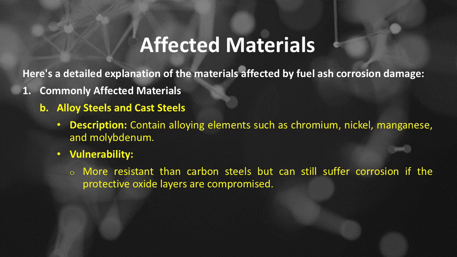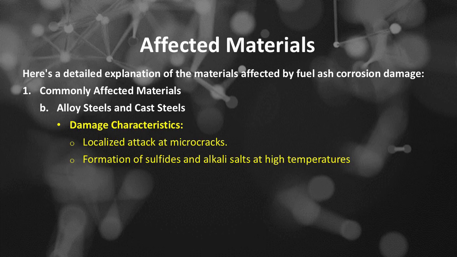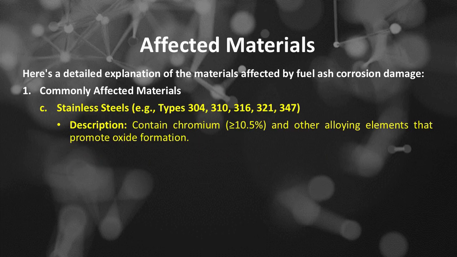Number B: alloy steels and cast steels. Description: contain alloying elements such as chromium, nickel, manganese, and molybdenum. Vulnerability: more resistant than carbon steels but can still suffer corrosion if the protective oxide layers are compromised. Alloy steels and cast steels damage characteristics: localized attack at microcracks, and formation of sulfides and alkali salts at high temperatures. Number C: stainless steels, such as types 304, 310, 316, 321, 347.